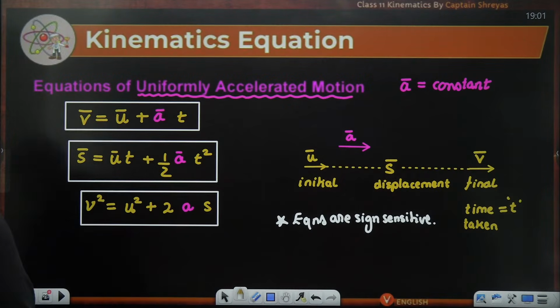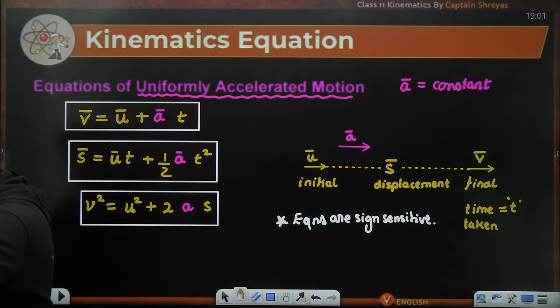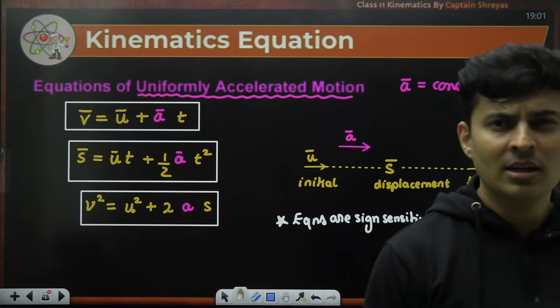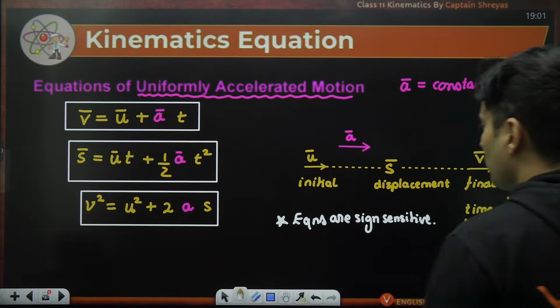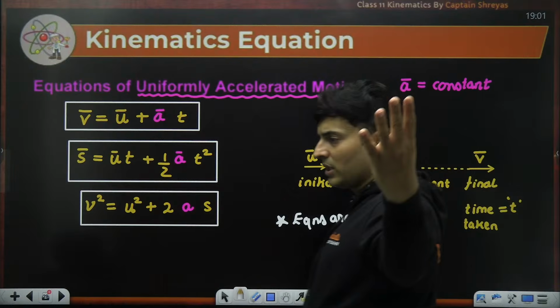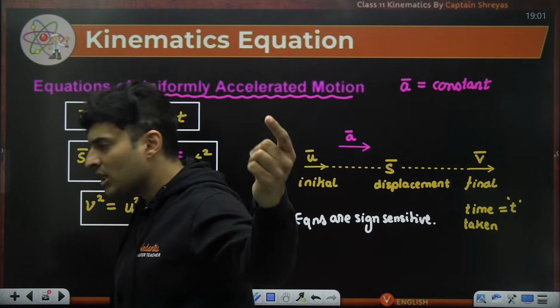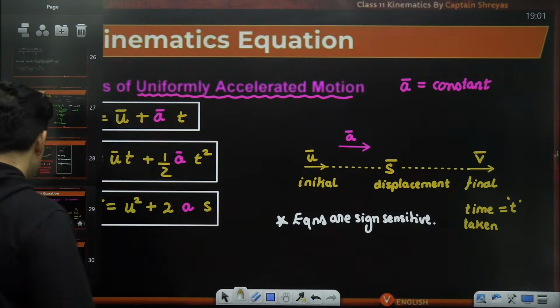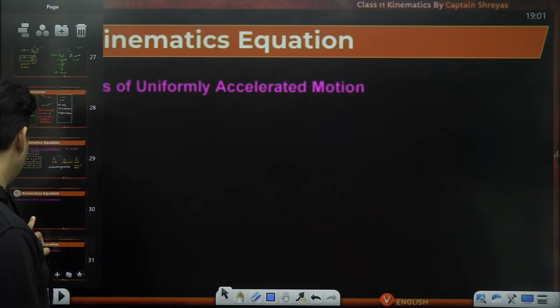Cool. Do you remember these equations from your 9th grade? How many of you remember it? v is u plus at, first equation. s is ut plus half at square, second equation. Third equation, v square is u square plus 2as. Fourth equation coming in a bit. Shall we now understand how to apply it? Everybody with me? Yeah, let's understand how to apply it.